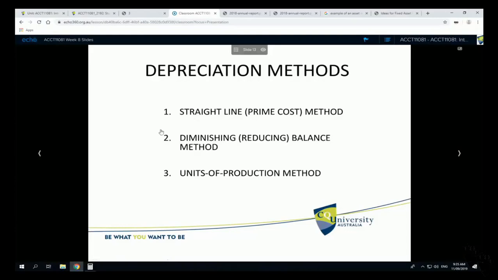So we have straight line, diminishing or reducing balance, and units of production. The reason there's 2 different names, well, like a lot of things in accounting, there are so many different terms for the same thing. Like, why don't we just have one term for it? I don't know. We generally have a lot of different terms for one concept. But my understanding is straight line and prime cost are generally the same thing. One's just used more commonly in accounting depreciation versus taxation depreciation.